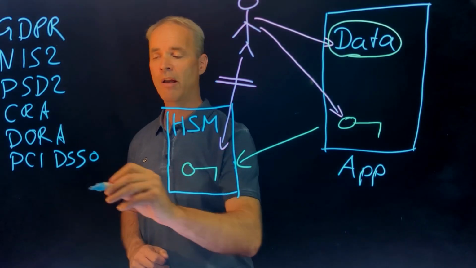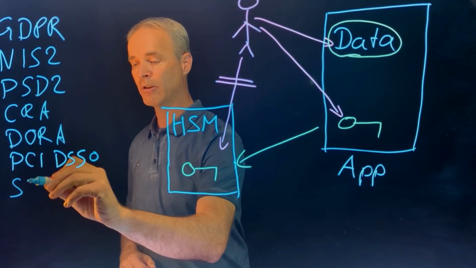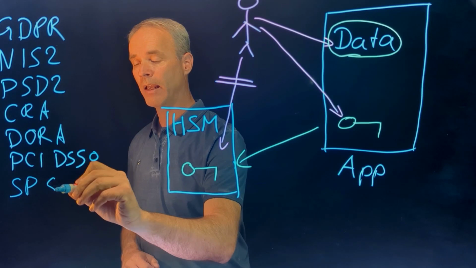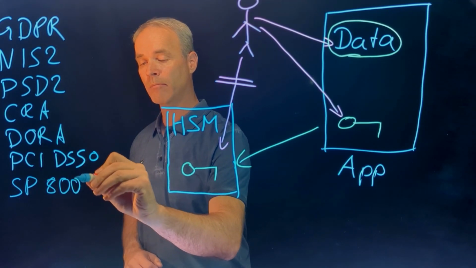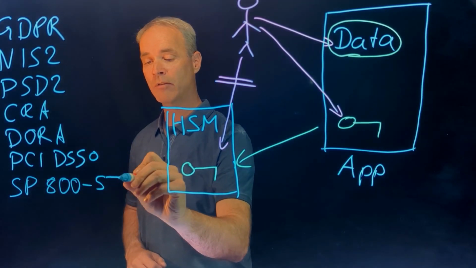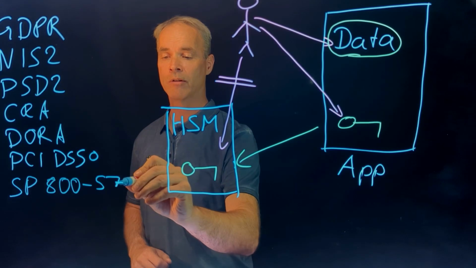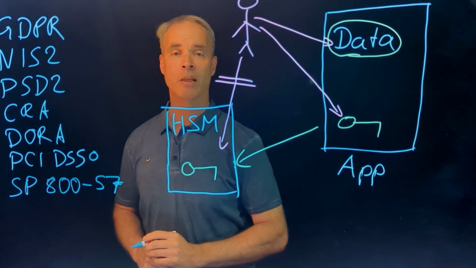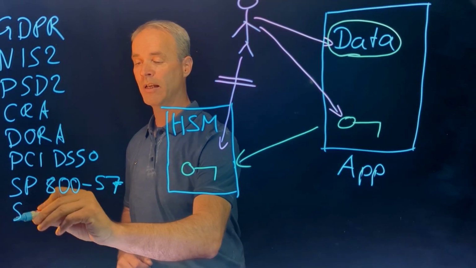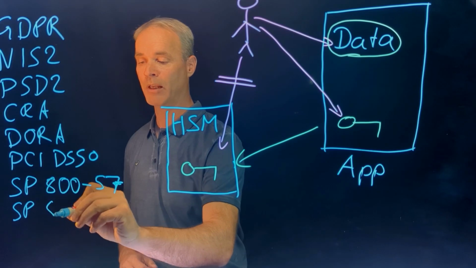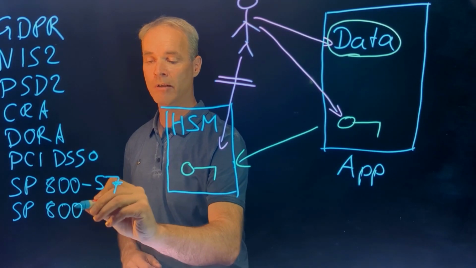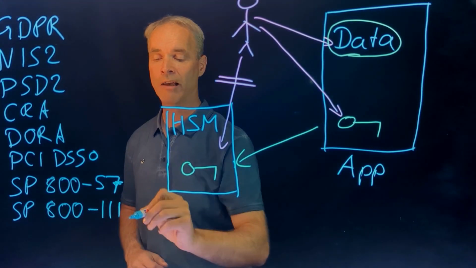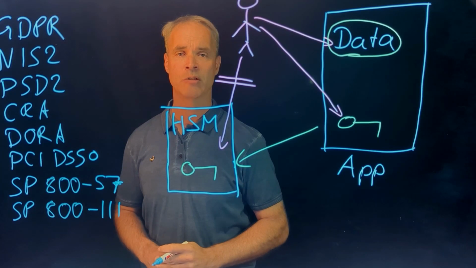For example, the NIST Special Publication 800-57, which is about key management. And then there's the special publication 800-111, and this is about storage encryption.